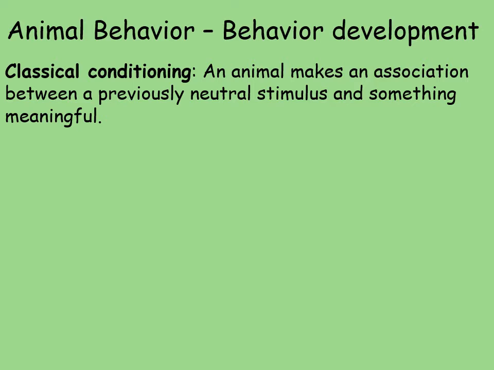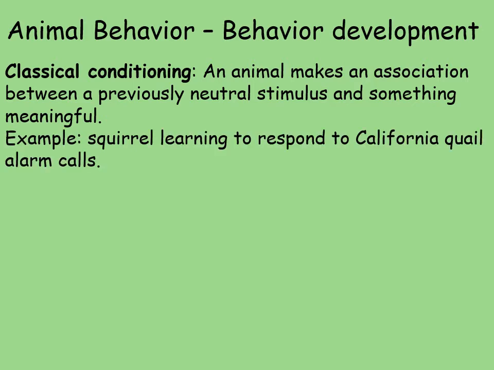In classical conditioning, an animal makes an association between something that was previously neutral, that they previously wouldn't respond to, and something that's meaningful. You can think of it as an animal sitting back and observing their environment, and they're connecting two things: something that's important with something that they didn't consider to be important before.